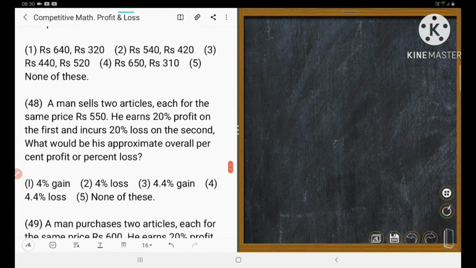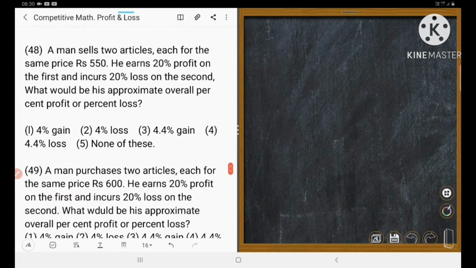Okay. Next one is which number? That is 48. A man sells 2 articles, each for the same price, 1550. This is SP. He earns 20% profit here, and 20% loss here. Could you understand? On the whole, what would be his approximate overall percent?